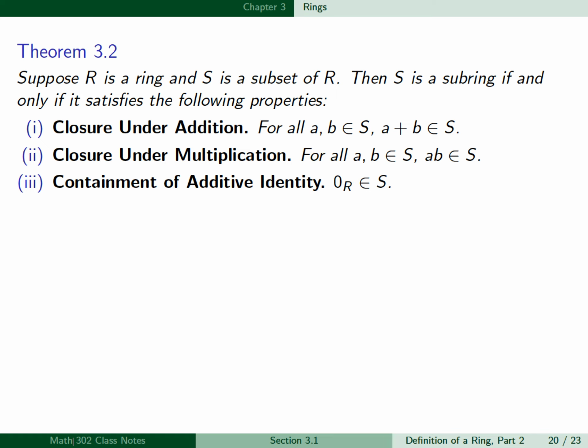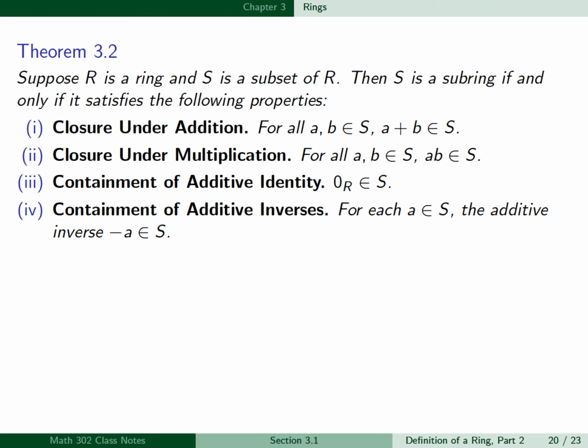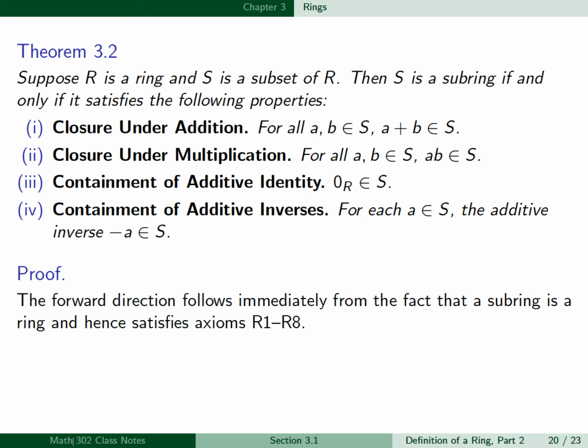3 is containment of the additive identity, which just says that 0 sub R is in S. And 4 is containment of additive inverses. For each A in S, the additive inverse minus A belongs to S. And to prove this, well, the forward direction follows immediately from the fact that a subring is a ring and hence satisfies axioms R1 through R8. So for the forward direction, it would say that if S is a subring, then it satisfies properties 1 through 4.